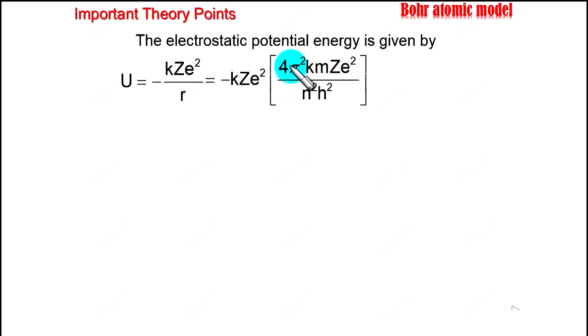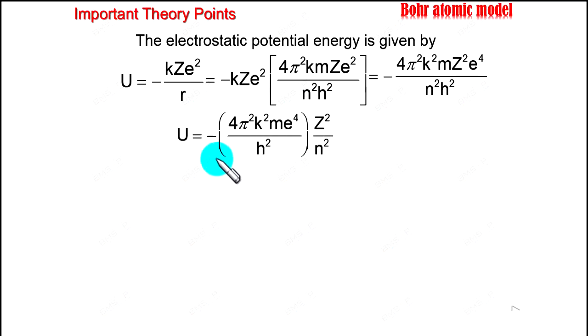Here also we can segregate the constant term separately. So, let us solve this expression. And finally, after segregation of the constant value, first this one, this value is a constant value 4 pi square k square m e to the power 4 divided by h square, times Z square divided by n square. And here we can compare this potential energy relation with the kinetic energy.